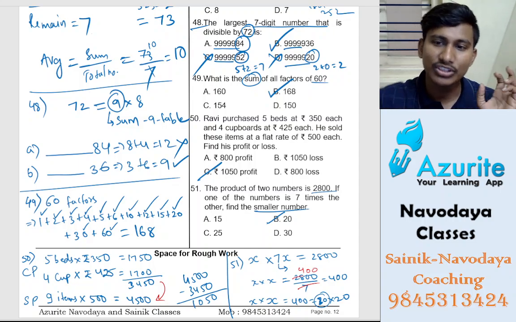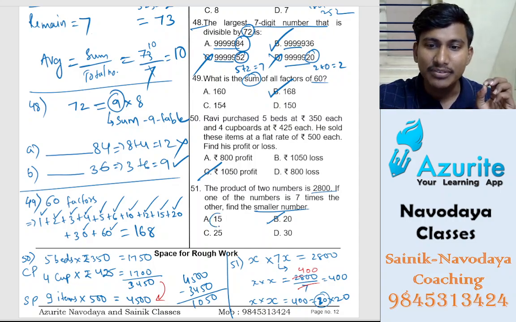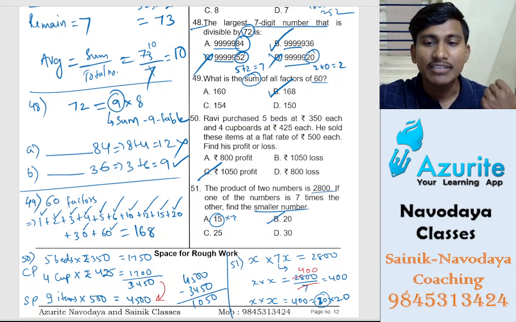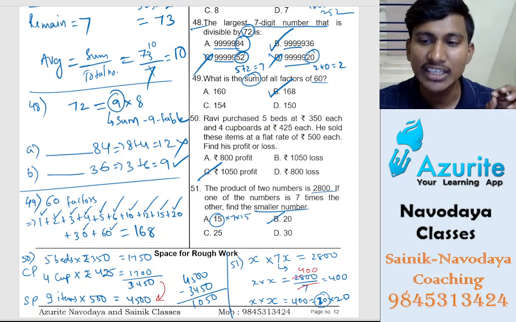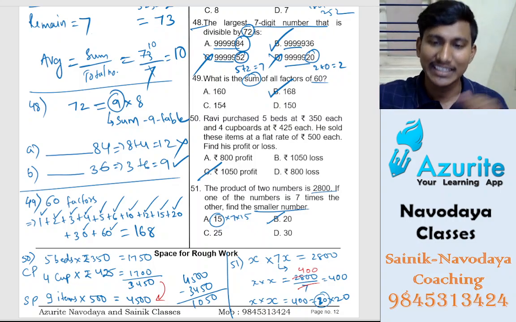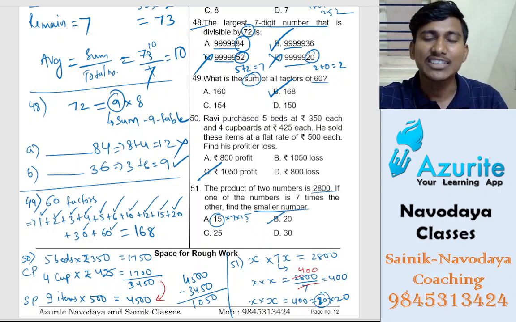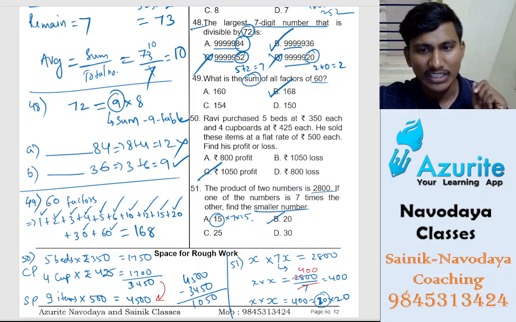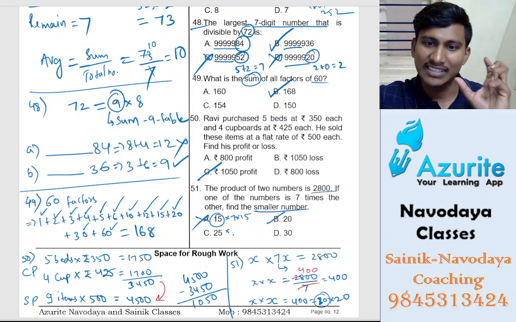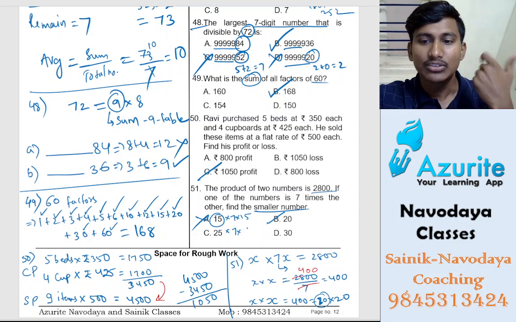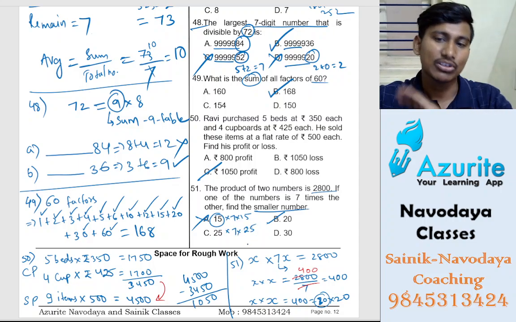How do you go with options? If the smallest is 15, the largest will be 7 times 15. If you multiply all of them, how much should you get? You should get 2800. You will not get it here. 15 15s are 225. Then 25 7s, the unit digit will be 5. This will not come. If you multiply 7 times 25, you will not get the answer.